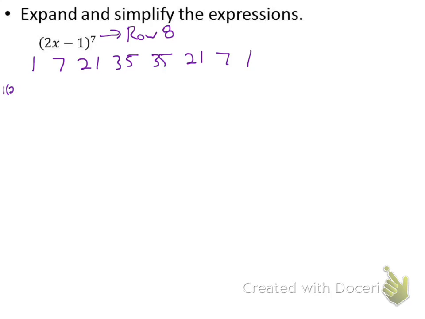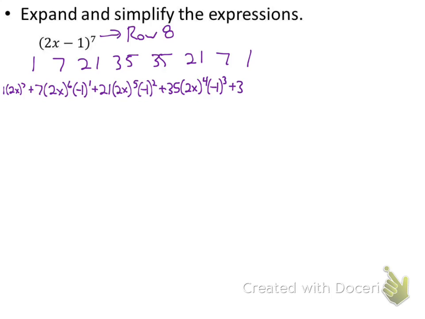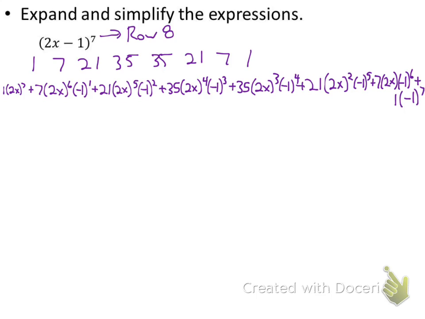We're going to go 1 times 2x to the 7th, then that's times negative 1 to the 0, plus 7 times 2x to the 6th, negative 1 to the 1st, plus 21 times 2x to the 5th, negative 1 squared, plus 35, 2x to the 4th, negative 1 to the 3rd, plus 35, 2x to the 3rd, negative 1 to the 4th, plus 21, 2x squared, negative 1 to the 5th, plus 7, 2x to the 1st, negative 1 to the 6th, and we almost ran out of space there. Last one is 1 times negative 1 to the 7th.